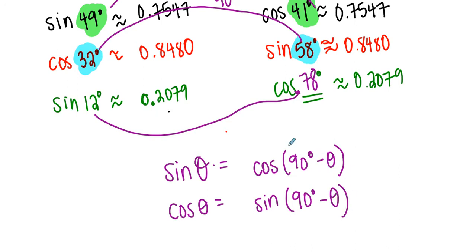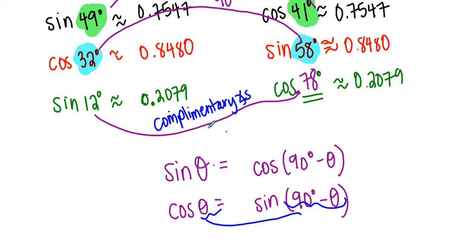There's a very, very important way to address these two angles. These two angles, this angle and this angle, are complements. They are complementary angles. Complementary angles add to 90 degrees.